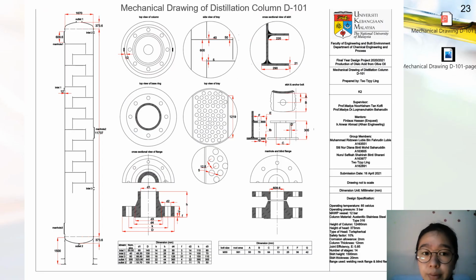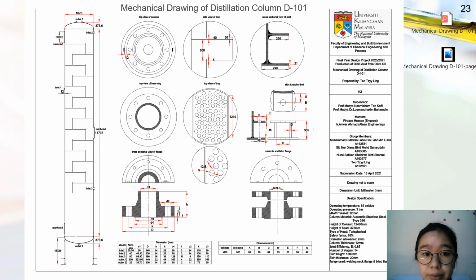Distillation column D101, as you can see from the left, is the overall view of the distillation column, while on the right side shows the design of some parts of the distillation column, such as the tray, the base ring, the flange, and the skirt. This distillation column will be operating at a temperature of 85 degrees Celsius and a pressure of 3 bar.